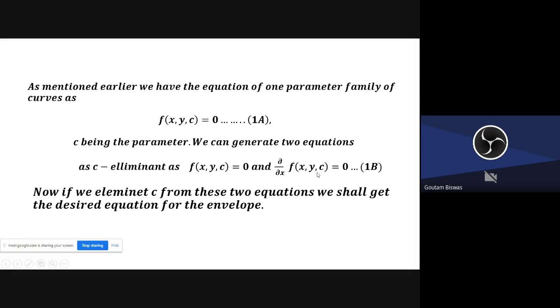So this is one equation, and just differentiate this equation with respect to x. I think it is a mistake here. It will be c, you have to make it c. Okay, I'll correct it. So in this equation you will get another form. Now I want to tell you one more thing, that this is a mistake. I will correct it. It will be c.